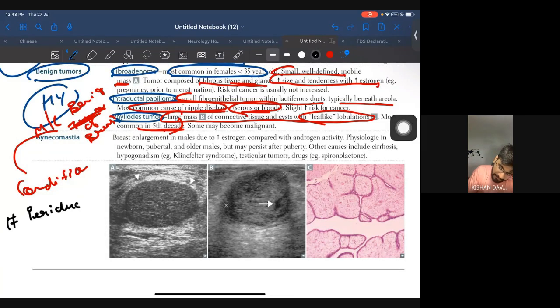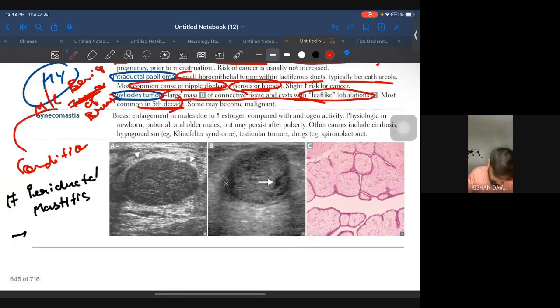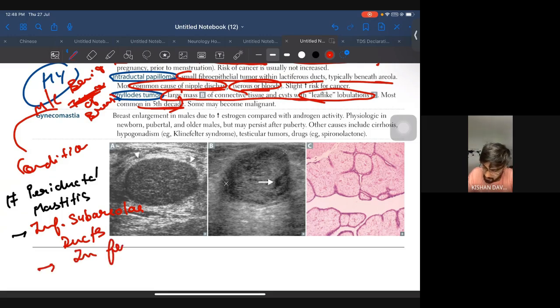Periductal mastitis. In periductal mastitis there is inflammation of subareolar ducts. It is seen in female smokers, most commonly in female smokers. Okay.